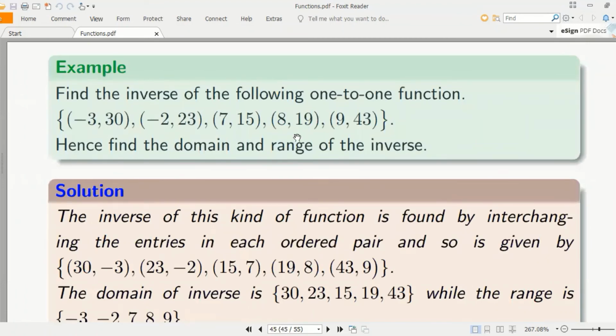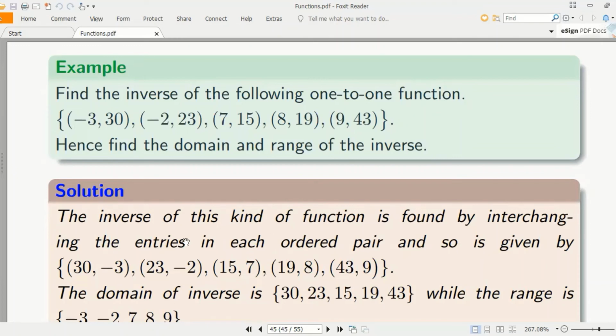Now find the inverse of this. To find the inverse of this, just change what was the y value to become the x value, and what was the x value to become the y value. The inverse of this kind of function is found by changing the entries in each ordered pair, as in the given pattern.